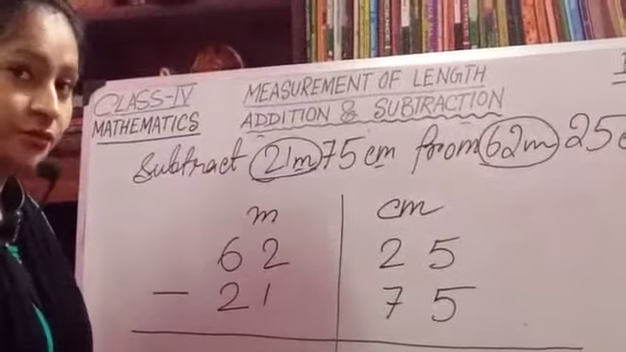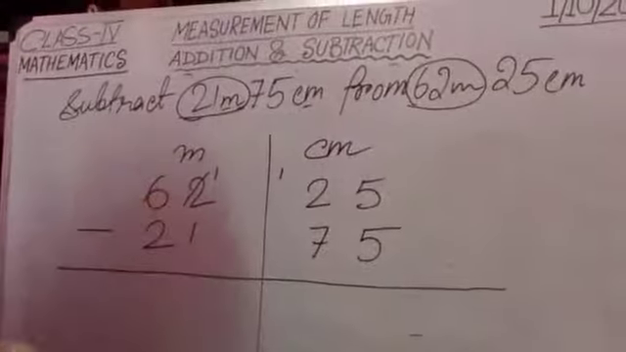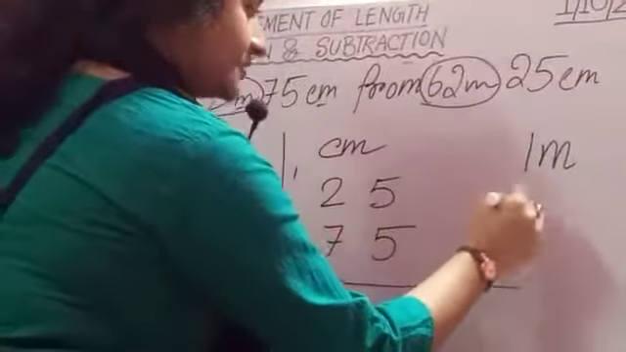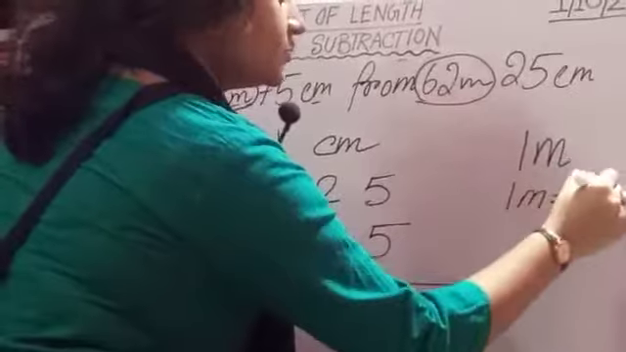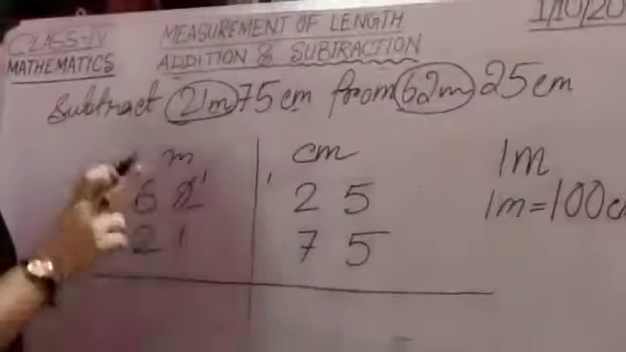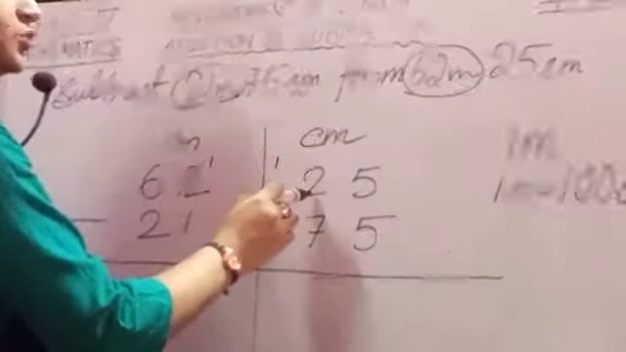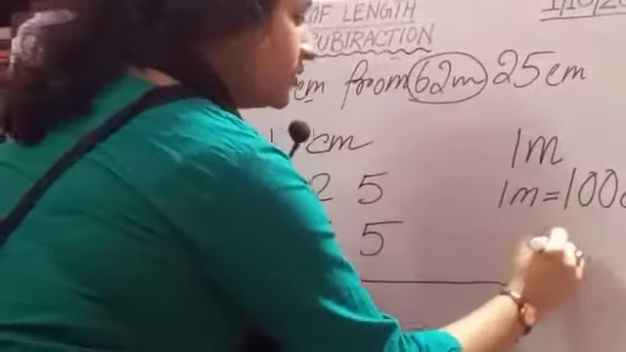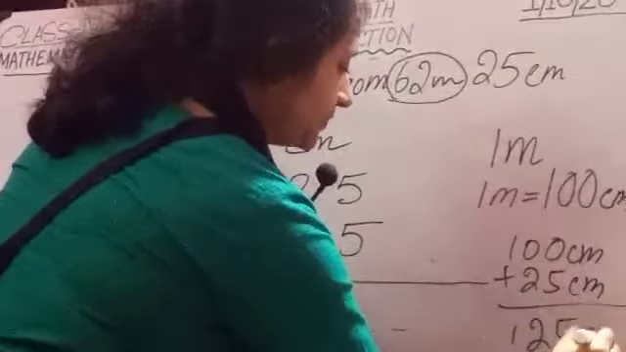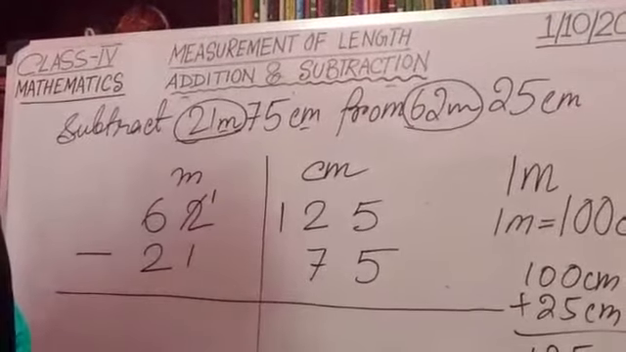So what we have to do is, we have to borrow. And we are going to borrow 1 from here, right? What have we borrowed? We have borrowed 1 meter, right? And we know 1 meter is equal to 100 centimeter. So actually, from here, we have borrowed 1 meter or 100 centimeter. And that 100 centimeter, we are going to add with this 25 centimeter. So 100 centimeter plus 25 centimeter gives you 125 centimeter. Now, you can easily subtract 75 centimeter from 125 centimeter.